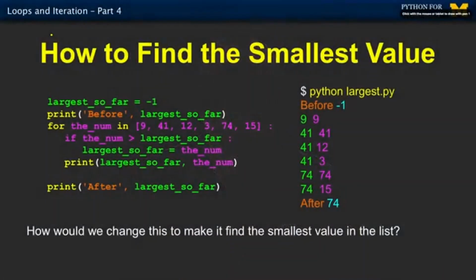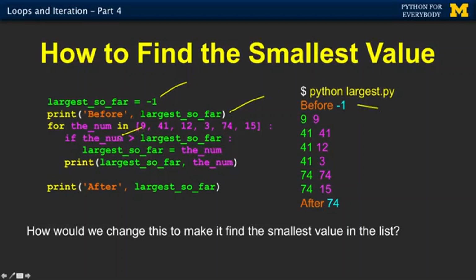So we've done a bunch of different things, right? We found the largest, we searched for a value, we did some sums, we did some averages, and now we're going to do the smallest value. And so just before we do the smallest value, let's review what we did for the largest value. Okay, and so we have this variable called largest so far that we set to -1, and then we print it out, it starts being -1.